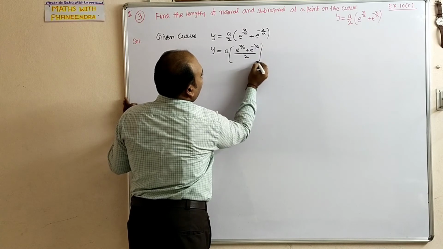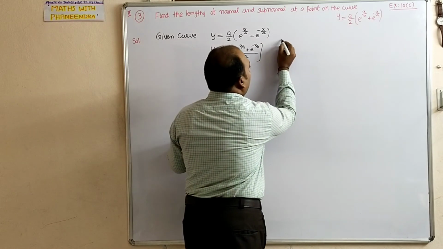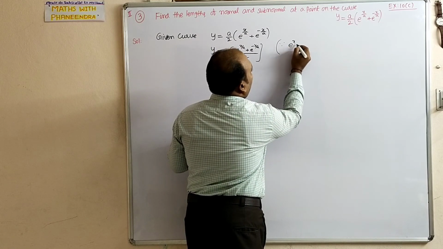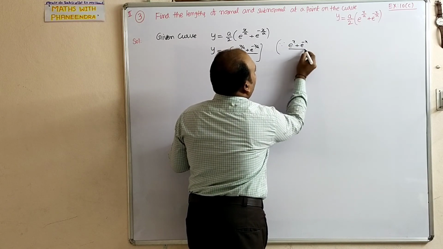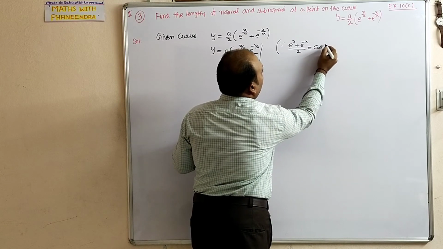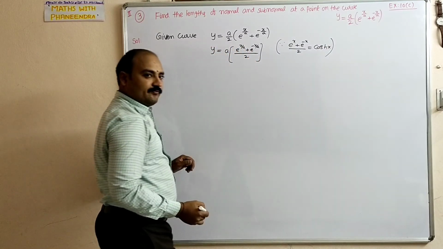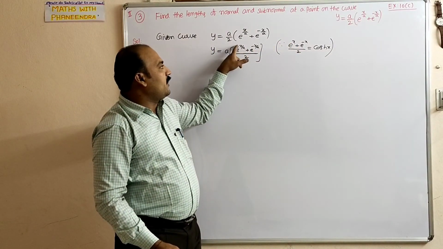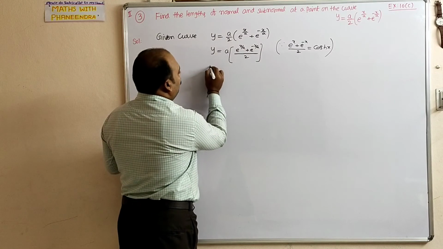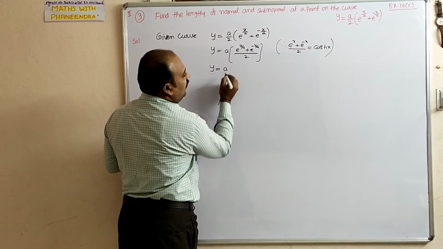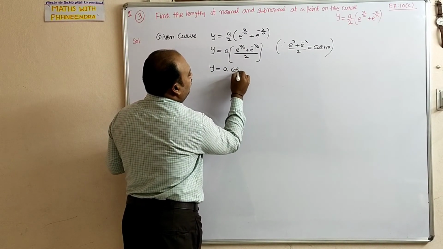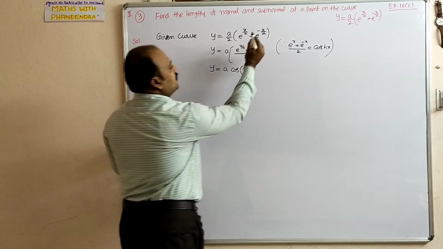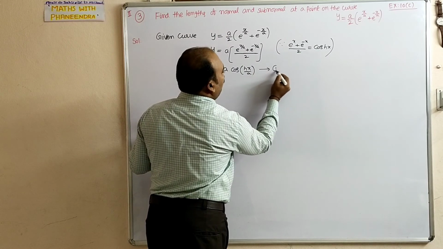We know from hyperbolic trigonometric functions that e power x plus e power minus x by 2 is equal to cosh x. In place of x in this equation of the curve, x by a is there. So the value of y becomes a into cosh x by a. Call this equation number 1.